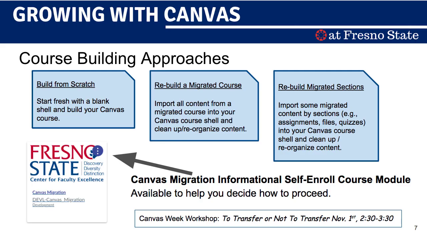There are 3 basic approaches to transfer your materials to Canvas. Although Canvas and Blackboard are both LMSs, they are not the same, and not everything will transfer. You can choose to build your class from scratch. You can migrate the entire class and reorganize it. Or you can transfer and rebuild sections of your class. This is going to be very dependent upon the structure of your class in Blackboard.